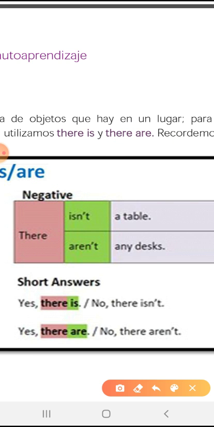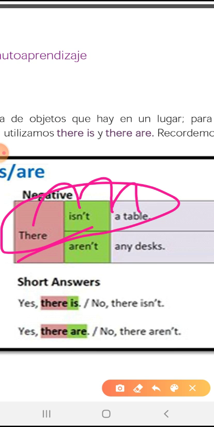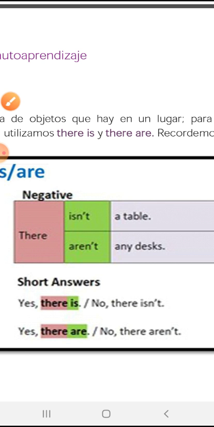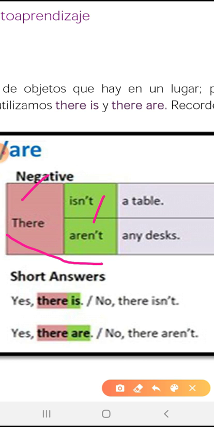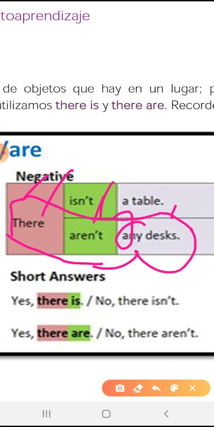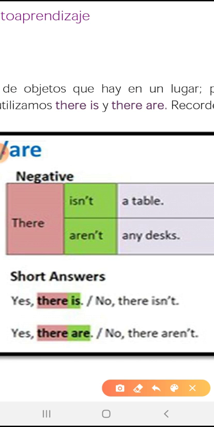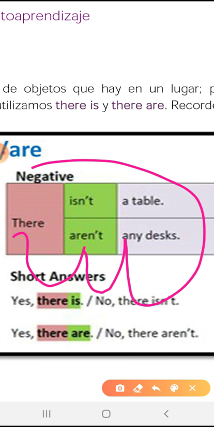O si no tuviéramos mesa in our house. There isn't a table in my house. Yes, there isn't a table in my house. Okay. ¿Qué tal si no tuviéramos sillas? So we say, there aren't, yes, there aren't any, bueno, en este caso es escritorios. There aren't any desks. There aren't any desks, yes. No hay ningún escritorio. There aren't any desks, ¿ok?